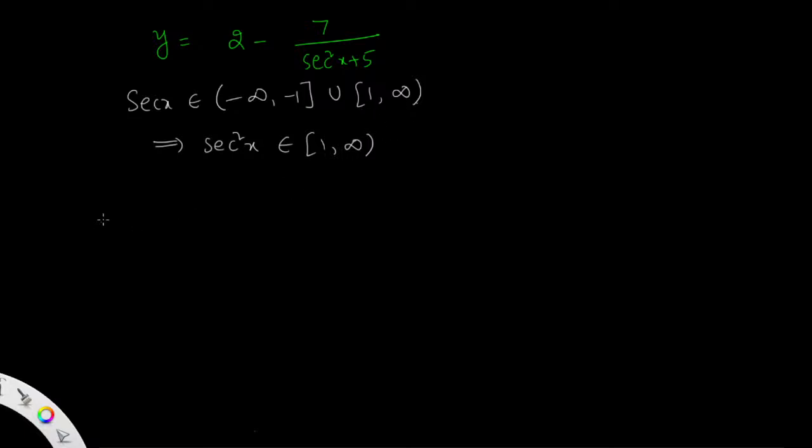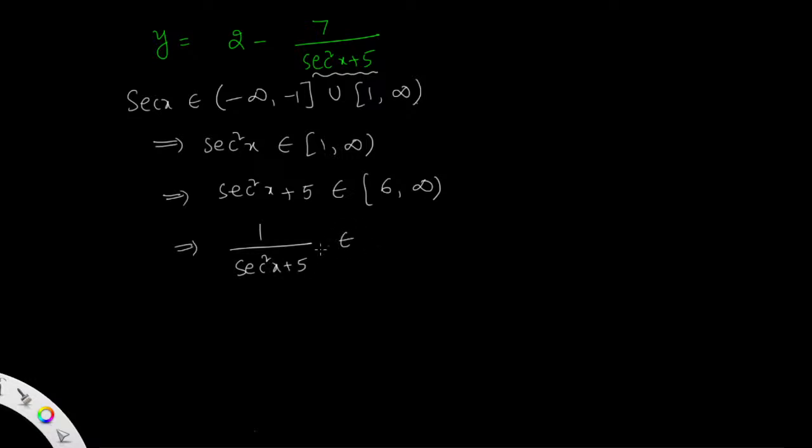But we need to find secant square x plus 5, so you can add 5 on both sides. Secant square x plus 5 belongs to 1 plus 5, that is 6, to infinity plus 5, which is always infinity only. Now take the reciprocal, that is 1 by secant square x plus 5.